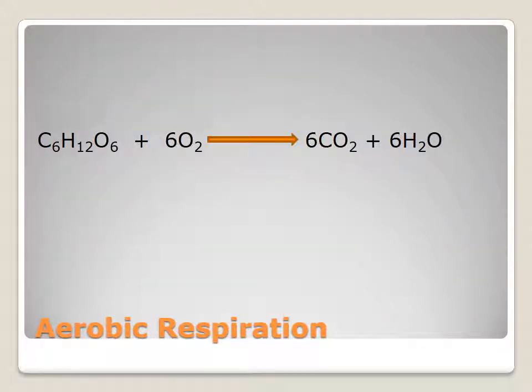So here's the formula for aerobic cellular respiration. You've got glucose, C6H12O6, plus 6O2 yields 6CO2 plus 6H2O. So you're taking glucose and oxygen, and you're breaking it down into carbon dioxide and water.